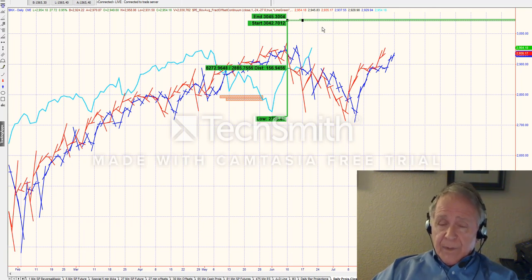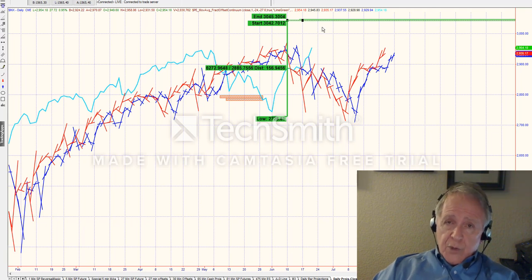Again, we say there's a possibility of pullback attempts from here because some shorter term projections have been met. We will keep you posted.